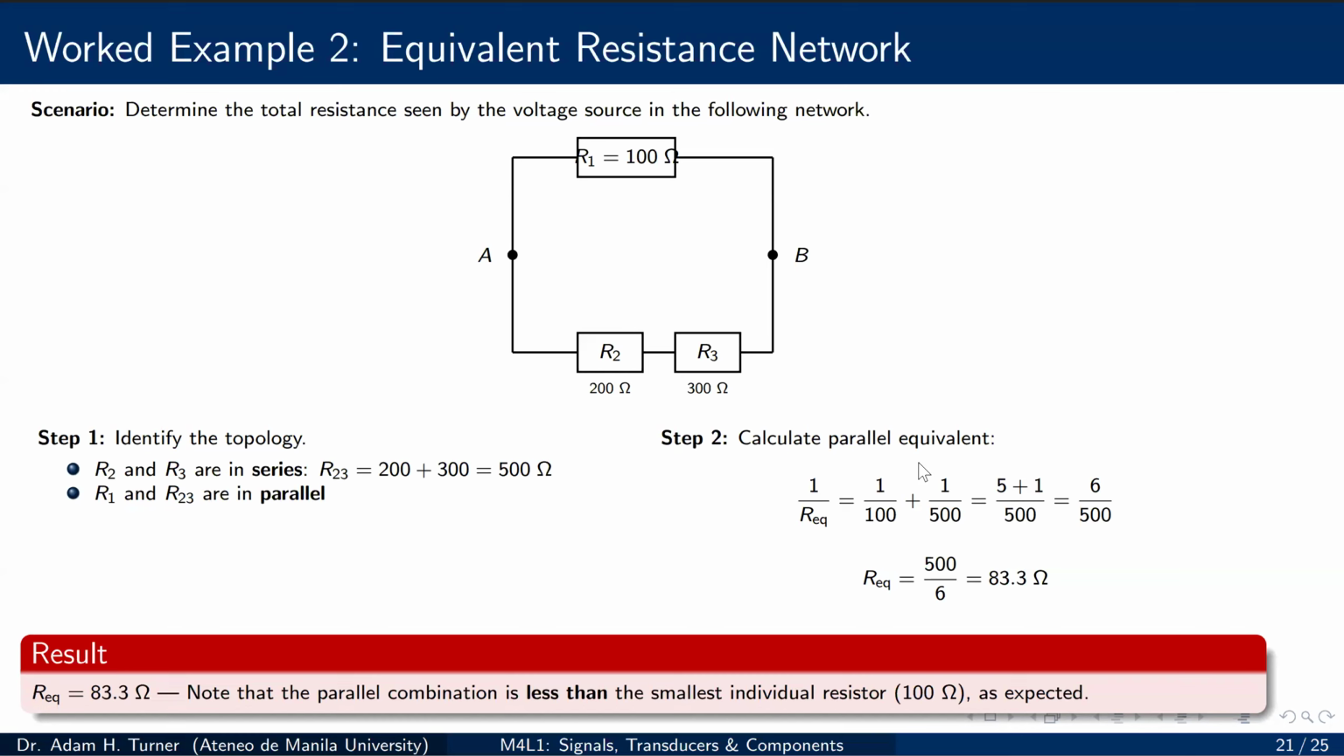Okay, so step two is to then use R1 and R23, which share the same two nodes, A and B, i.e. they're in parallel. So we apply the parallel formula, 1 over Req equals 1 over 100 plus 1 over 500. That gives us 5 over 500 plus 1 over 500, which equals 6 over 500. So Req equals 500 over 6, which is 83.3 ohms. Okay, so let's check it. The parallel combination must be less than the smallest individual branch resistance, which is 100 ohms, and our answer of 83.3 ohms checks out. So always do this to make sure that everything is working as we expected.